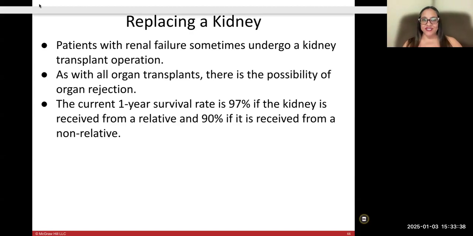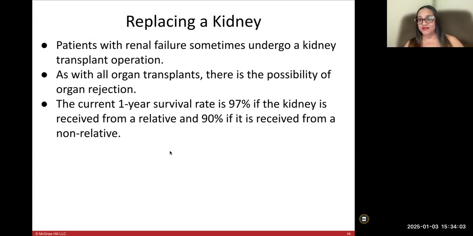And then replacing a kidney. Patients with renal failure sometimes undergo a kidney transplant operation. As with all organ transplants, there is the possibility of organ rejection. The current 1-year survival rate is actually 97% if the kidney is received from a relative, and 90% if it is received from a non-relative. So kidney transplants are actually very, very successful relative to other organs.